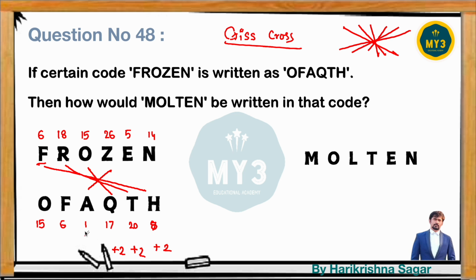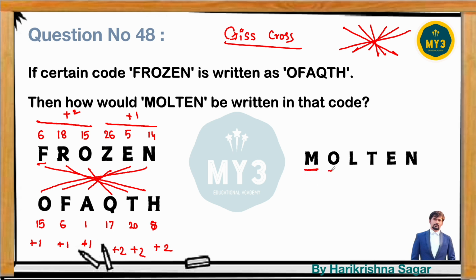Z is 26, they have taken it as plus 1, which is 27, and 27 is nothing but A. E is 5, 5 plus 1 is 6. N is 14, 14 plus 1 is 15. That means the first 3 letters are increased by 2 and the next 3 letters are increased by 1. That's the logic. Then how is molten coded is the question.